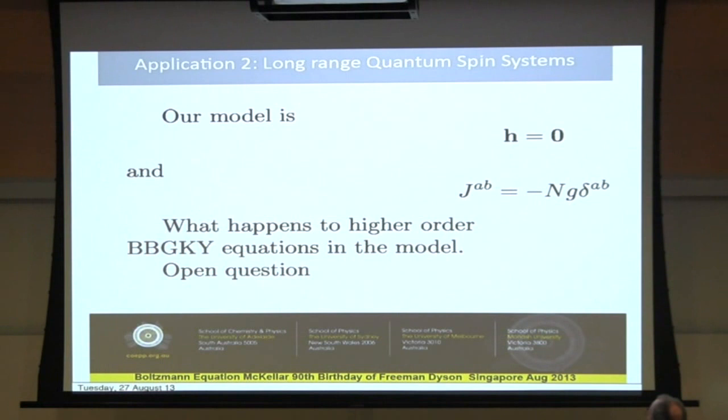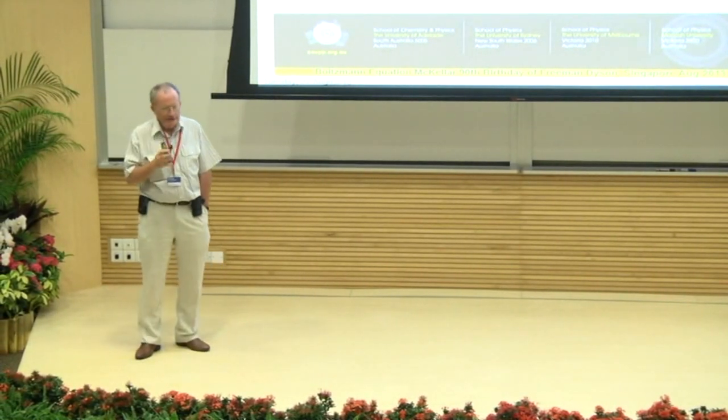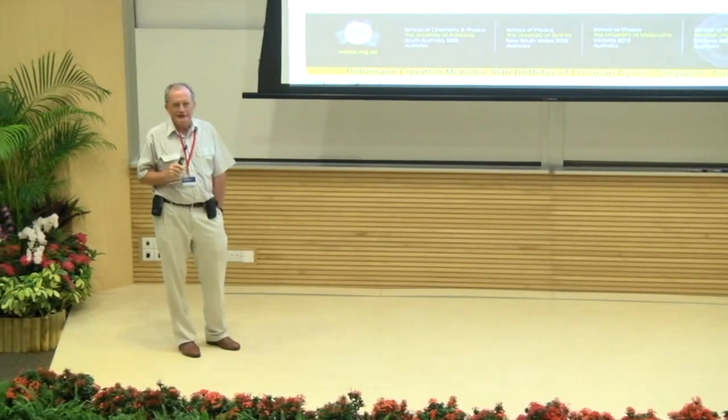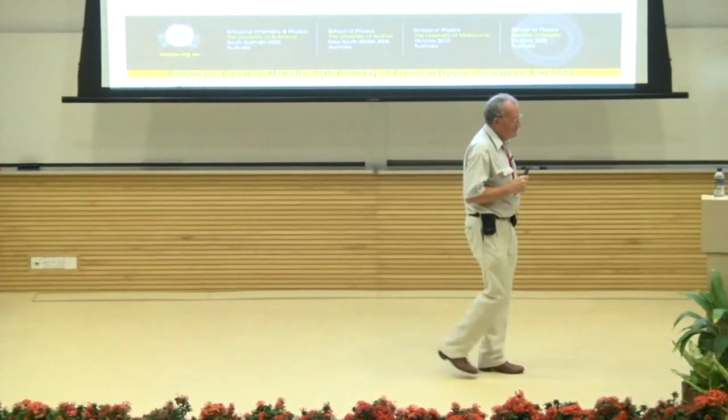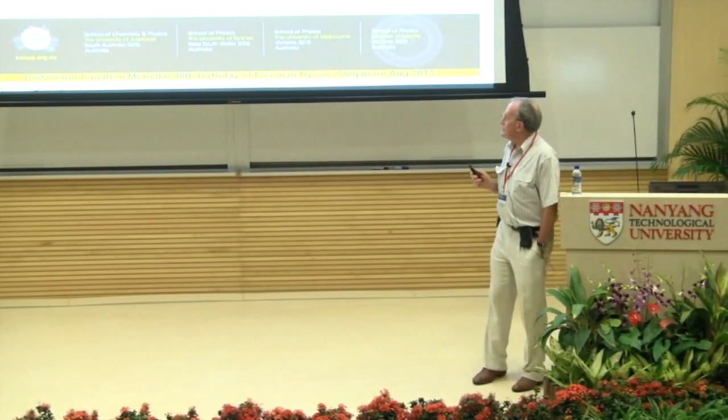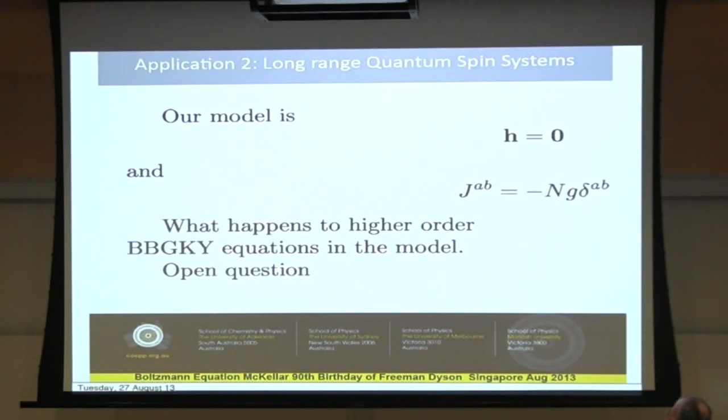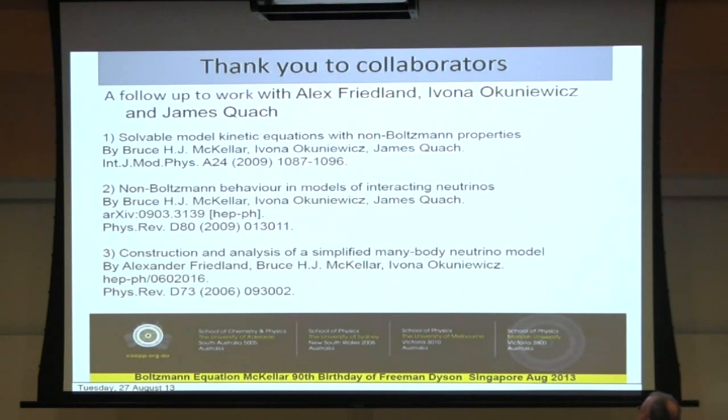The single particle interactions are zero and the other interactions are constant. But it's an interesting question to look at the higher order BBGKY equations and see what happens in this particular case. They also produce a different way of simplifying the equations, which gives you some advantages, and for them gives a situation where it doesn't break down so easily. What happens in higher order BBGKY equations in this model is an open question. I haven't had time to worry about it yet. So this is follow-up work to those students. I also worked with Alex Friedland, who generated one of the models that we tried to solve exactly.